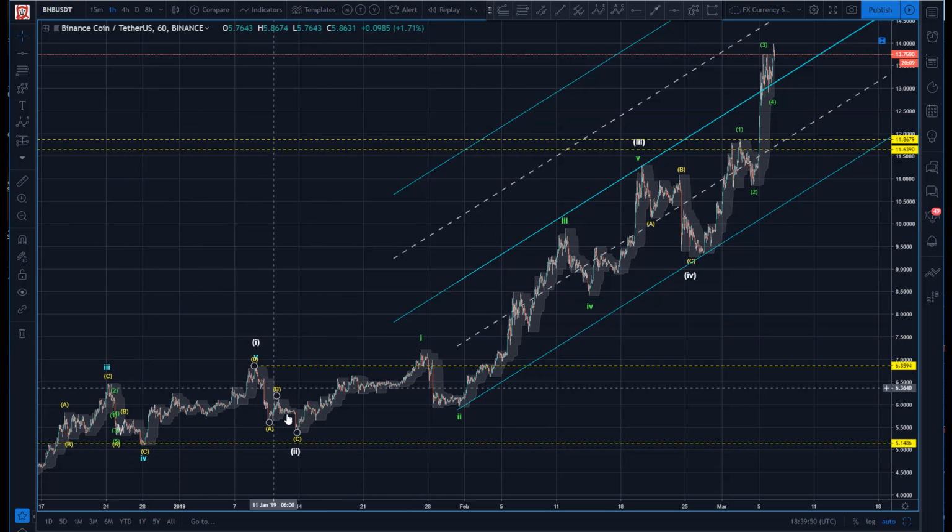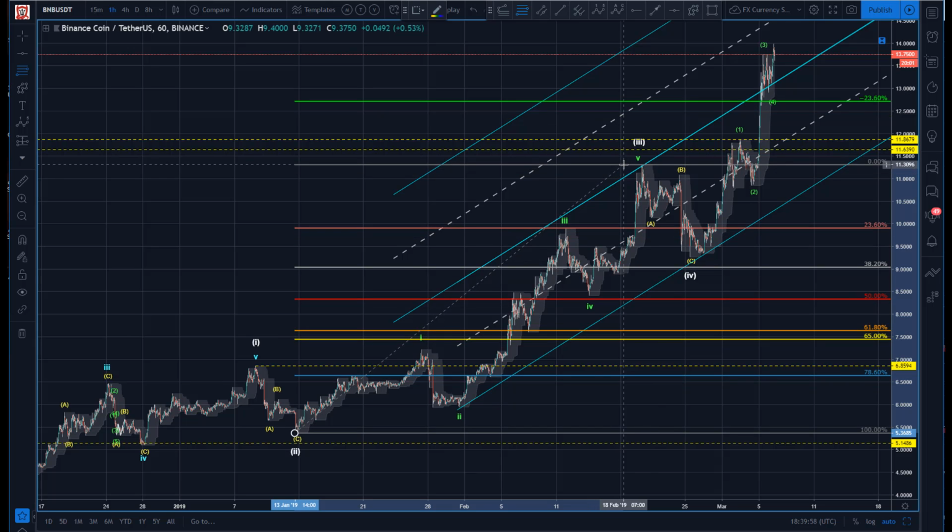So it looks like we've got 1, 2, 3, ABC into the 4. So measuring from the higher degree into the 3 pivot. So again, now we're a little shy. We're right in the pocket where you'd expect it between the 23.6 and the 38. We don't quite make the 38. Now it gives us this nice trend line here, but we're right where you'd anticipate it.